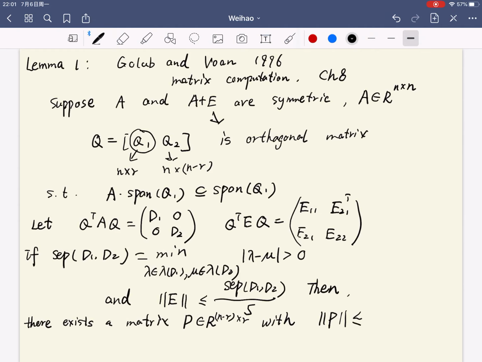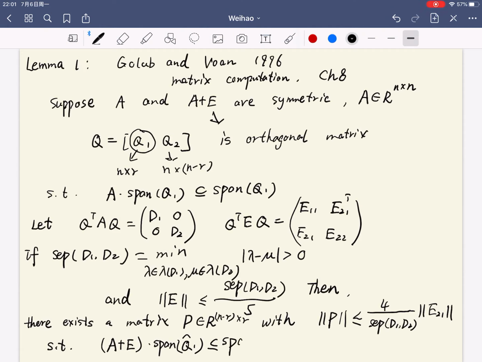with P operator norm less than or equal to a number which is negatively correlated with the separation and positively correlated with the error, such that the span of Q1 hat is an invariant subspace for A plus E, the perturbed matrix A, where this Q1 hat is given by the formula.